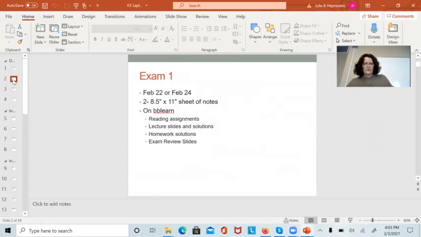You get 2 8.5 by 11 sheets of notes. If you want to print out those key slides and put them on your note sheets to have them available for you, go ahead and do that. I'm not going to put the tables and all that stuff on the exam. It's just extra paper. But you can put anything you want on there. You can print things out.